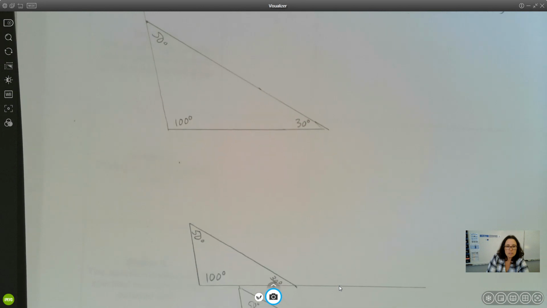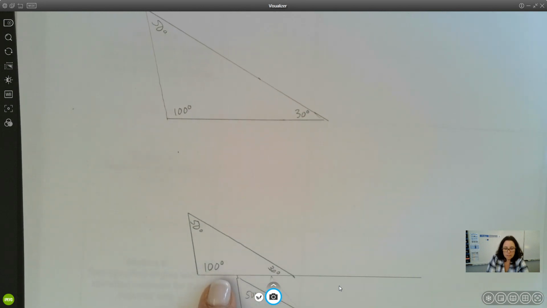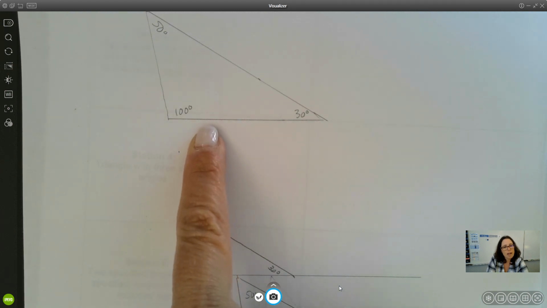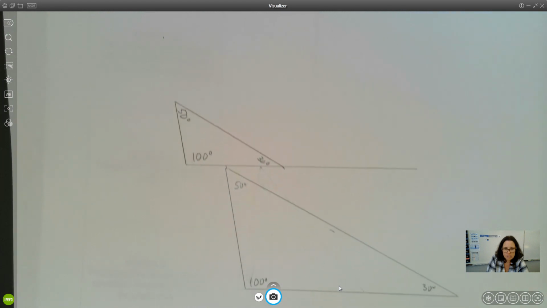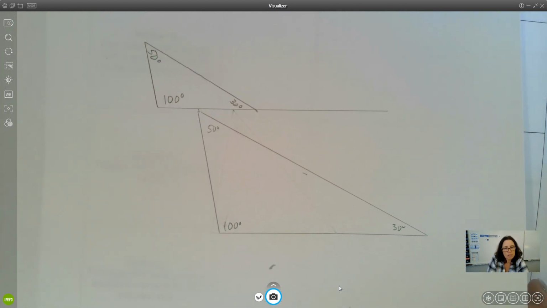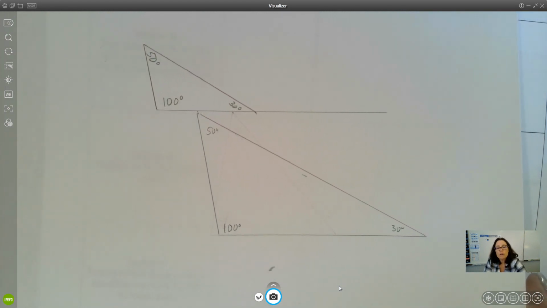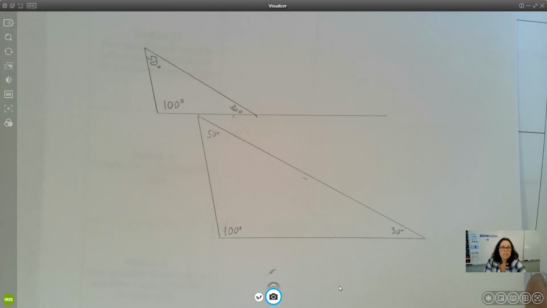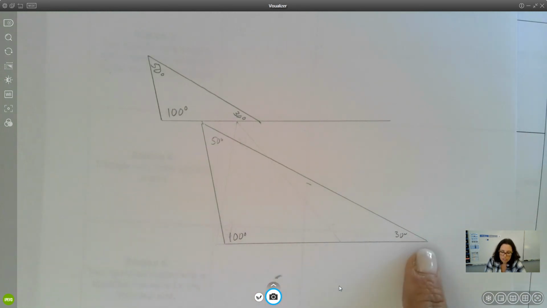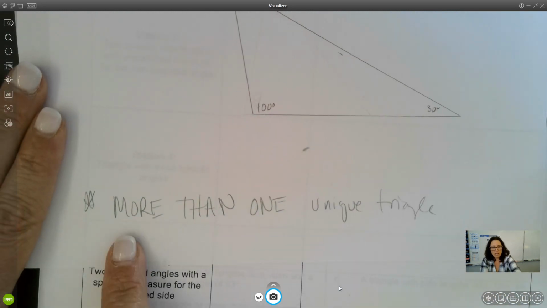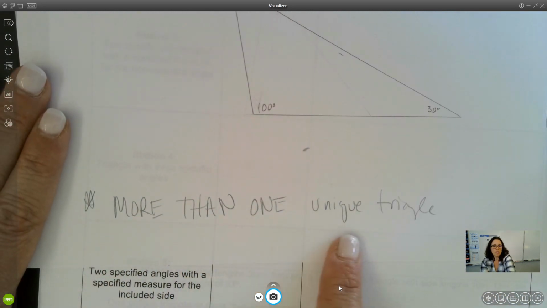Somebody else, look at how different that looks. It looks like a shrunk down version of that, doesn't it? And then this one is a slightly blown up version. So couldn't we be here forever doing them as little or as big as we want while maintaining the 100 degrees, 30 degrees, and 50 degrees? So the answer to this one is more than one unique triangle.